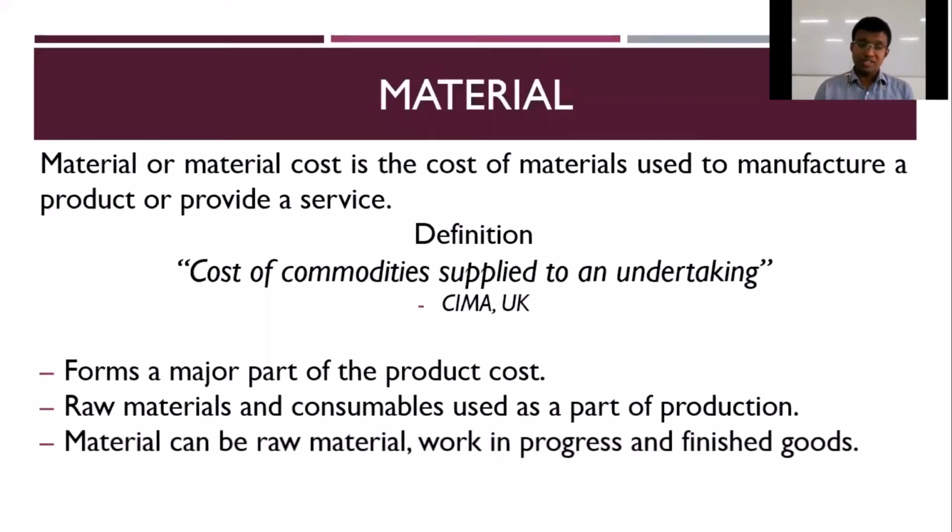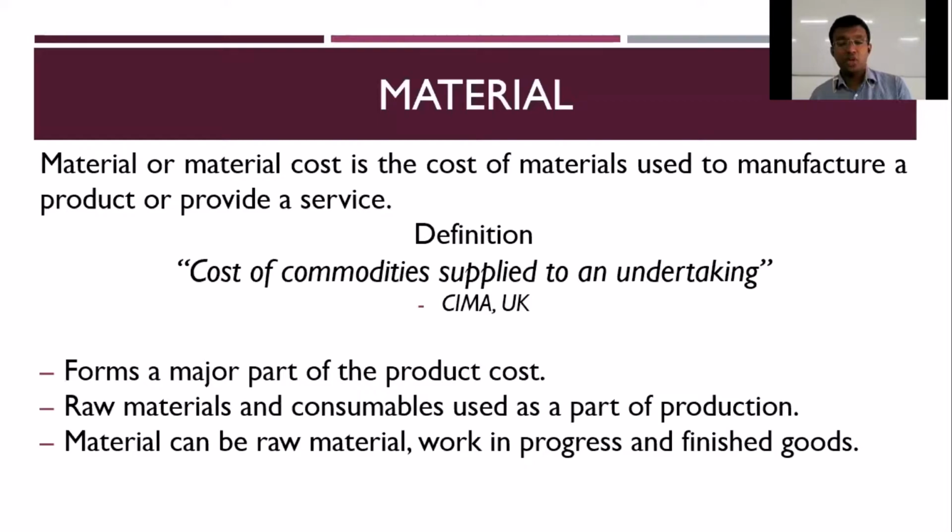Another way to look at material cost is that it can be raw material, work in progress, and finished goods. So we have touched upon three important categories. The first category is raw material. What do you mean by raw material? The material that you will be consuming that needs to be processed, that needs to be worked upon, such that you can convert that material into a finished product.